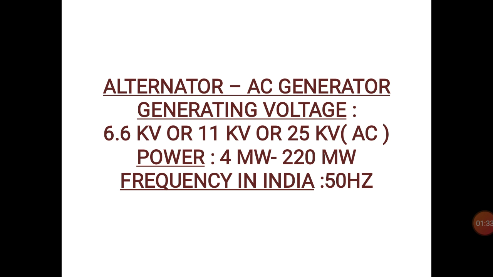In this slide, we observe that the AC generator or alternator produces AC power of 4 megawatt to 20 megawatt, depending upon its design, at 6.6 kilovolt or 11 kilovolt or 25 kilovolt at the frequency of 50 Hz.